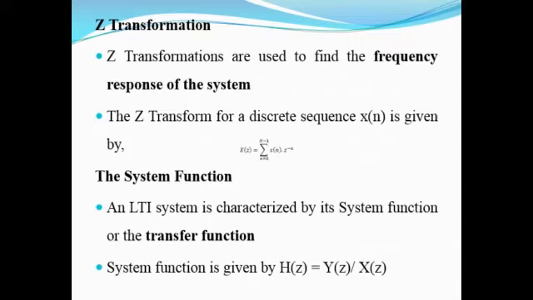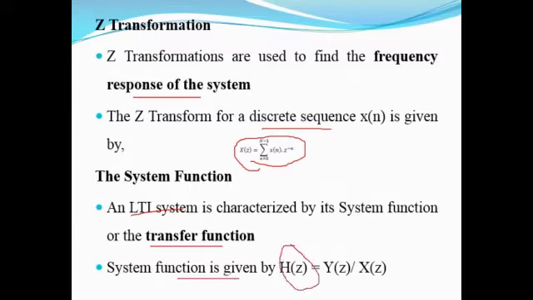Next is the Z transform. Z transform is used to find the frequency response of the system. The Z transform of a discrete sequence x of n is given by x of z equal to the summation of x of n into z power minus n, from n equals 0 to n minus 1. This is the equation used to find the Z transform of a given discrete sequence x of n. Similarly, we determine the system function of an LTI system, or what we call a transfer function. The system function or transfer function is represented as h of z, and it relates the input and output of a system. So h of z is equal to y of z by x of z.